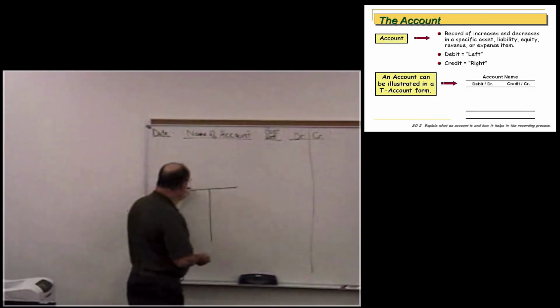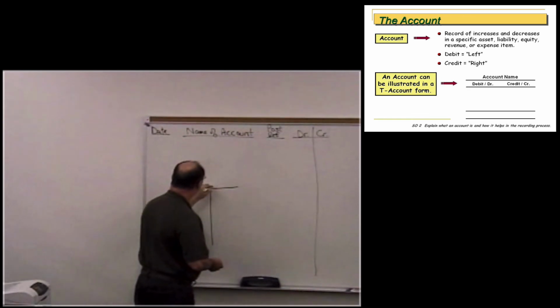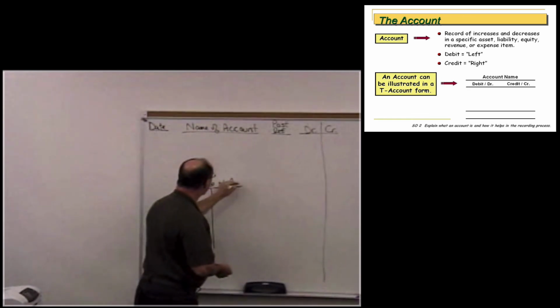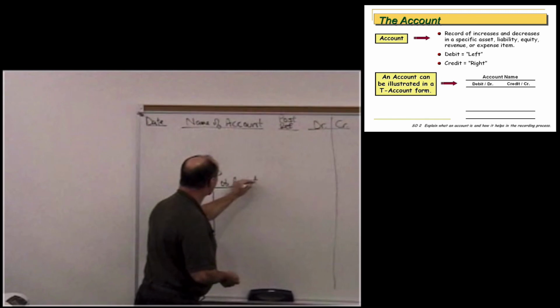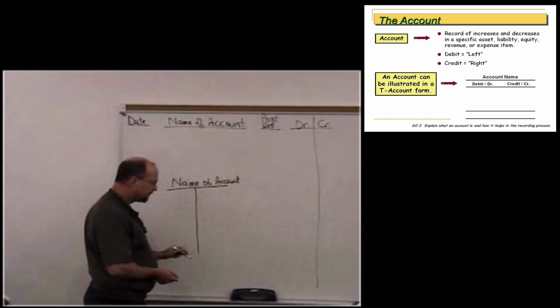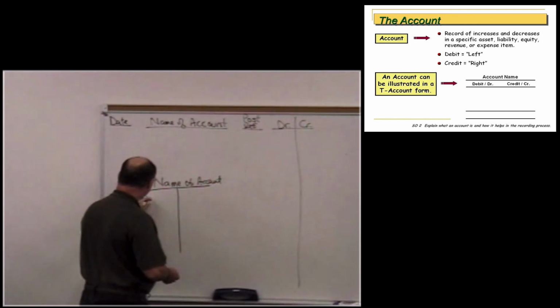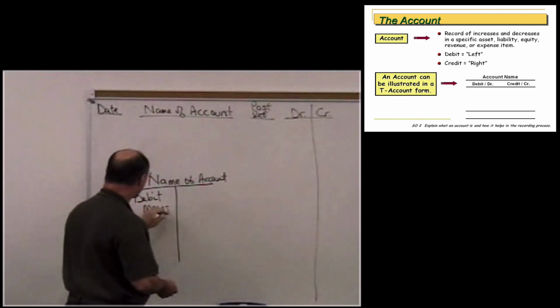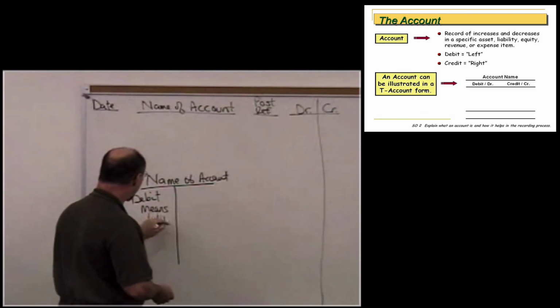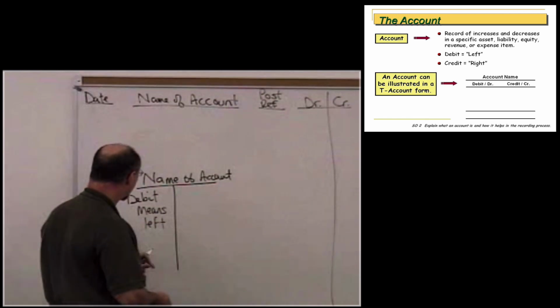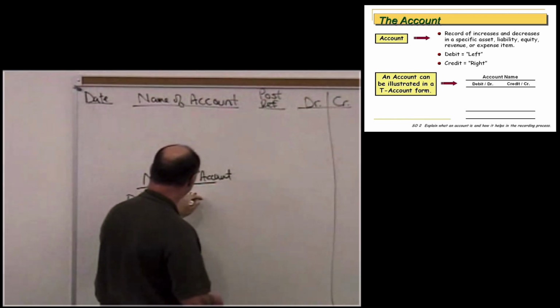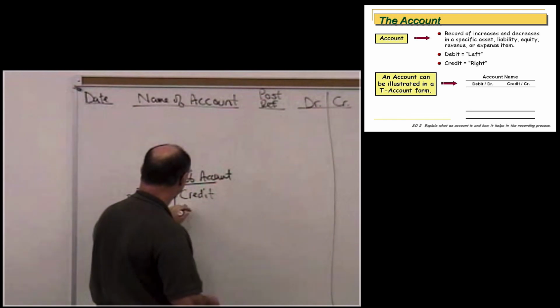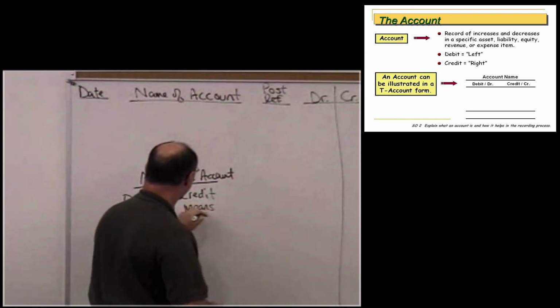Okay? So we put the name of the account on top, and then the word debit simply means left, and the word credit means right.